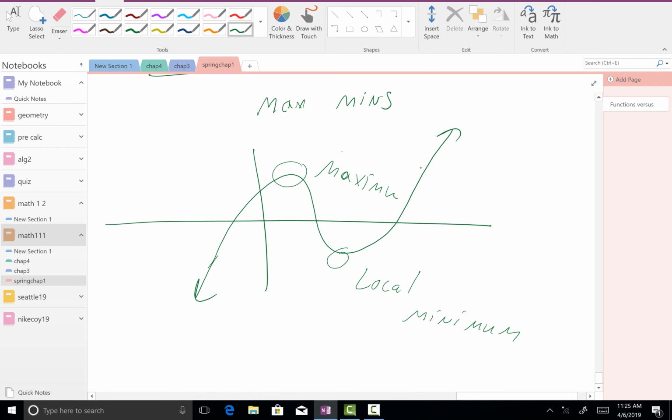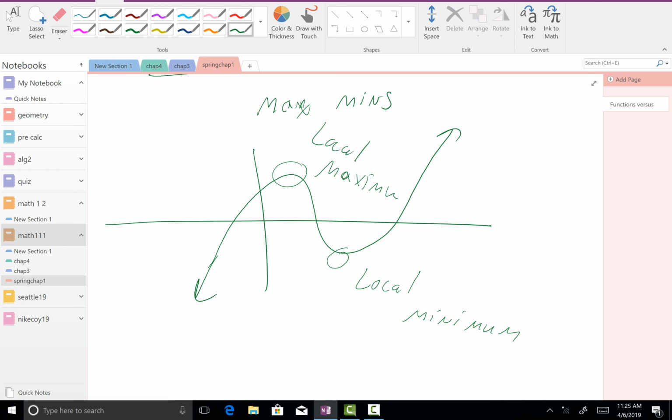The local is just saying that if I restricted this graph from here to here, then this would be the highest point, and this would be the lowest point. So I can take and restrict a graph to any interval that I want. I can even go here and say this would be a maximum. If I even go from here to here, then that becomes the maximum point.